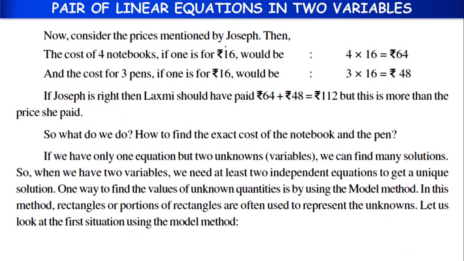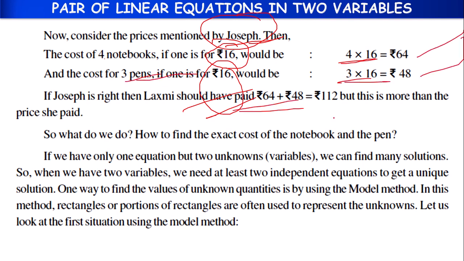So what about Joseph's guess? Joseph guessed notebook 16 rupees, pen 16 rupees. Let's apply it to Lakshmi's situation. 4 notebooks, 4 into 16, 64. 3 pens, 3 into 16, 48. 64 plus 48, 112, which is more than she paid. So Joseph's guess is also wrong.